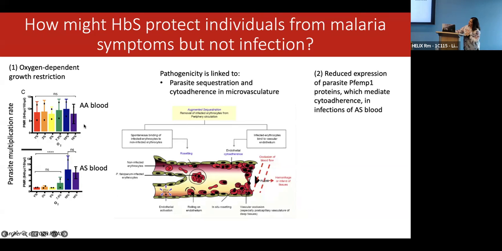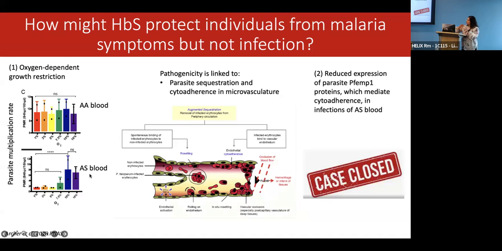Another possibility is that they don't grow as well. There is evidence of oxygen-dependent growth restriction in AS blood. So the idea is that in low oxygen conditions, maybe there's some degree of hemoglobin polymerization happening, and this is preventing the parasites from replicating as well. And so that lowers parasitemia and leads to less disease in sickle cell carriers.